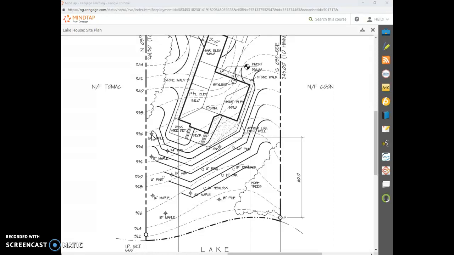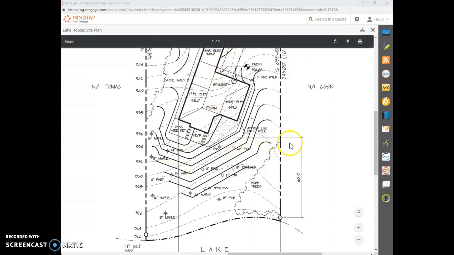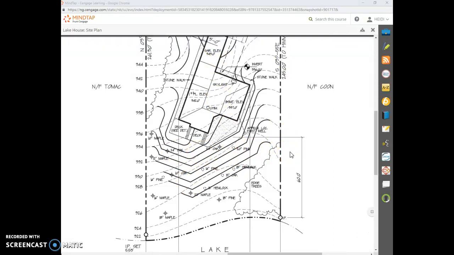Number 6 says, what is the natural grade elevation of the most easterly tree to be saved? So again, you have to know from your textbook, if you look on page 63, figure 9-7, it indicates that the dashed lines are the natural grade, so that's what we want to look at right here. These dashed lines are going to be the natural grade. We're looking for a tree that's all the way to the east, and we know east is over here, and it's a tree that's going to be saved.